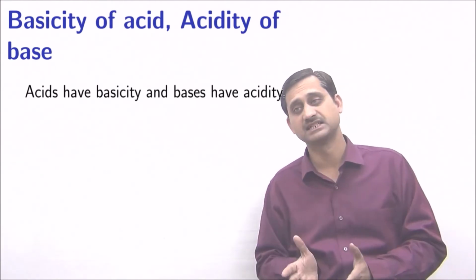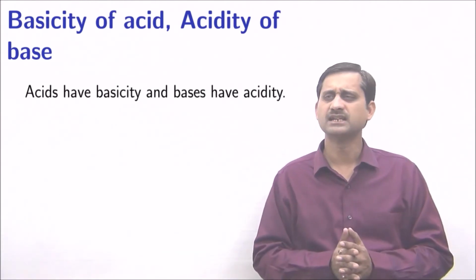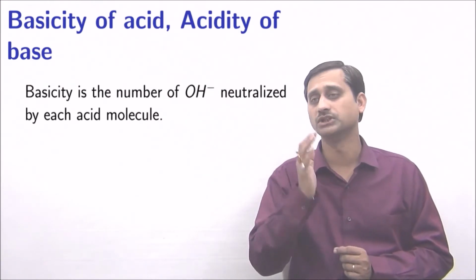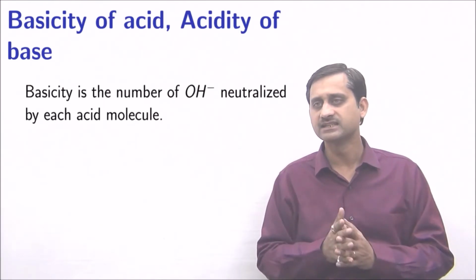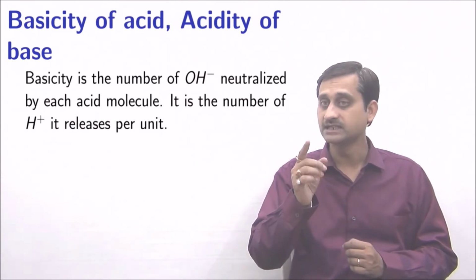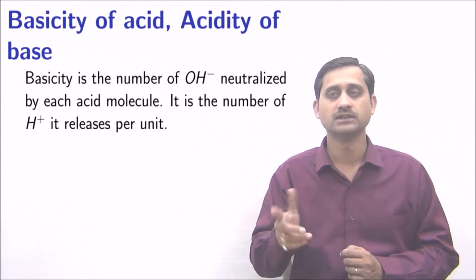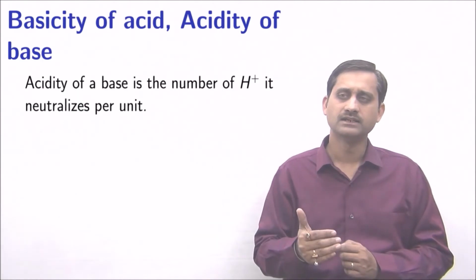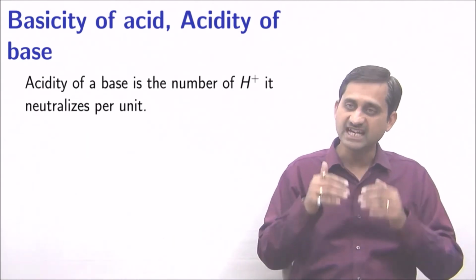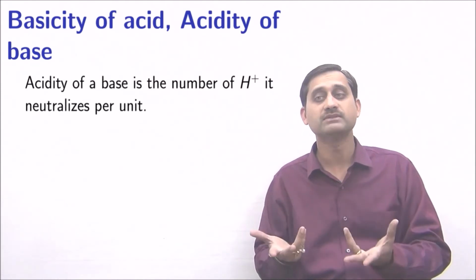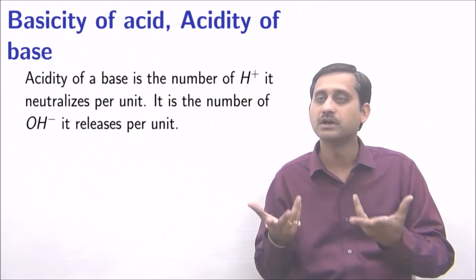Acids have basicity and bases have acidity. Basicity is the number of OH- neutralized by each acid molecule. It simply is the number of H plus it releases per unit. Mind it, releases per unit, not how many it can release. Similarly, acidity of a base is the number of H plus it actually neutralizes per unit, or the OH- it releases per unit.